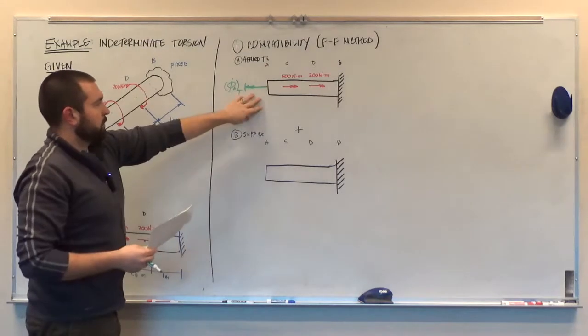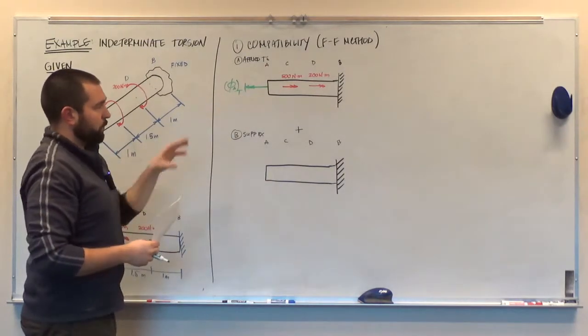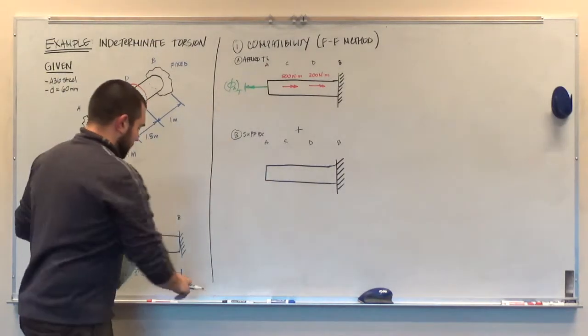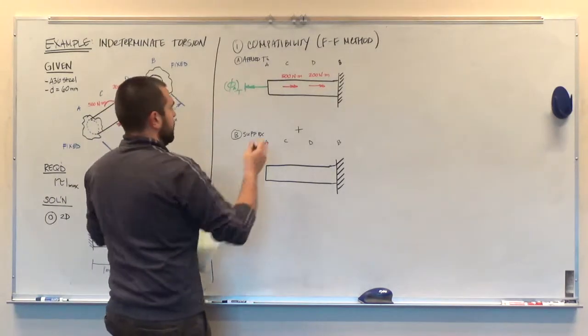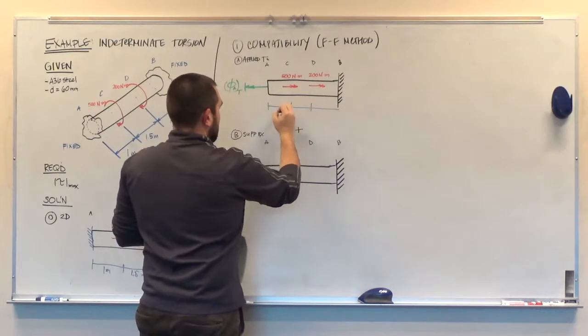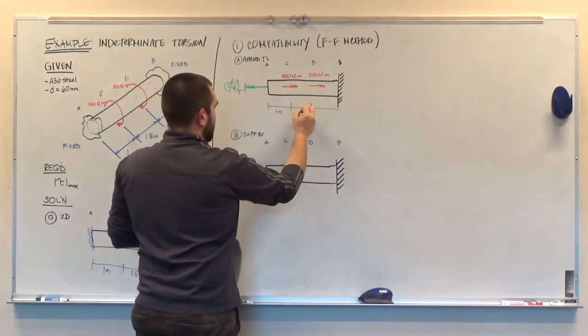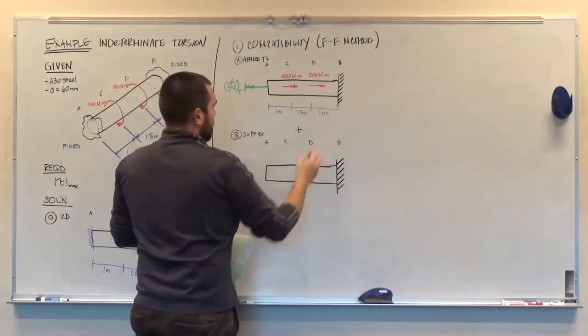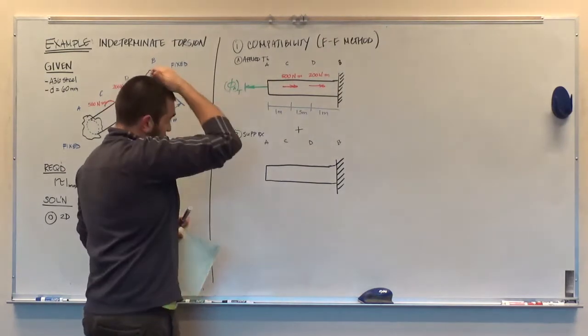Okay, so that's system number 1. We'll come back to that and we'll do the calculations for that in just a second. I will put the dimensions on here because that will end up being important. It's 1 meter, 1.5 meters for the middle segment, and 1 meter for the end segment.